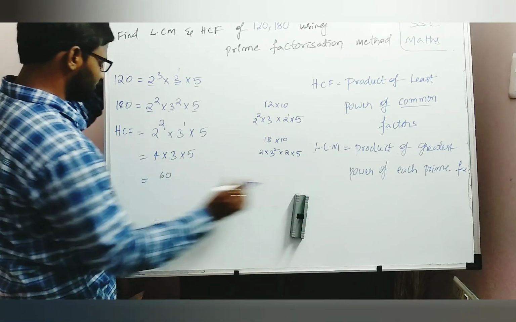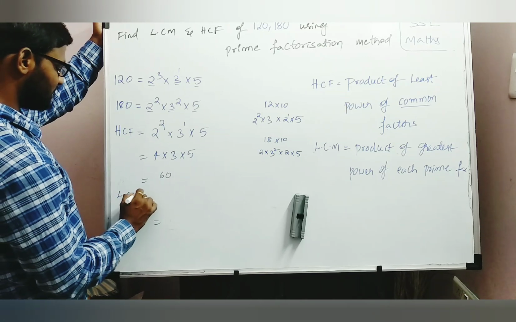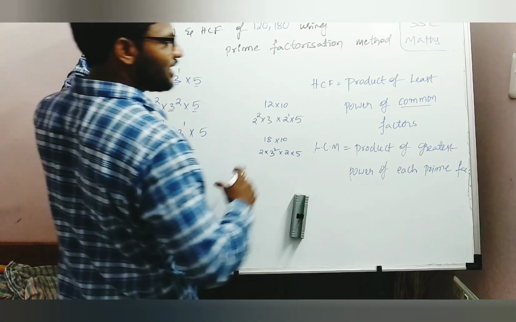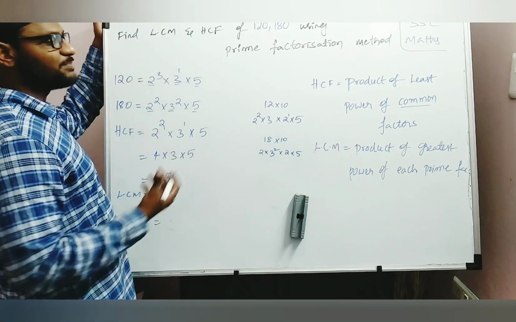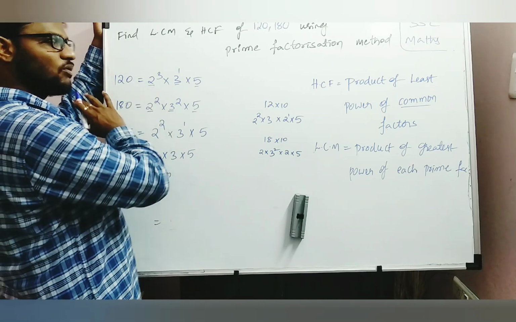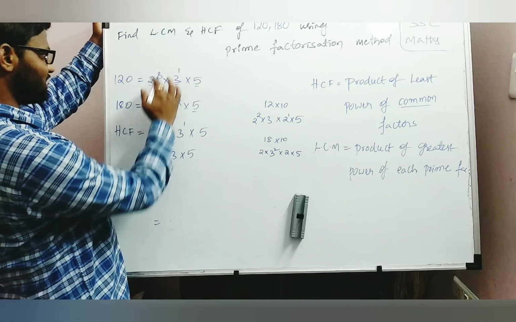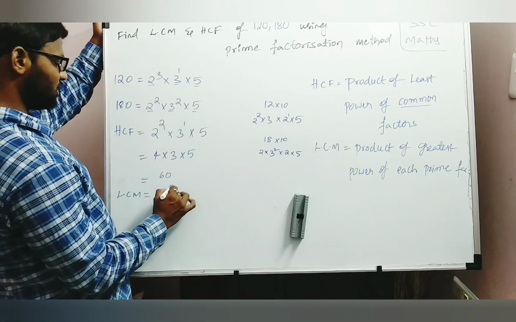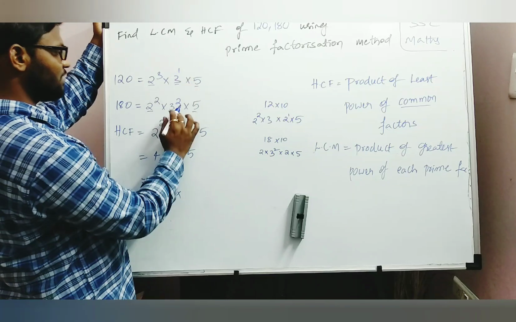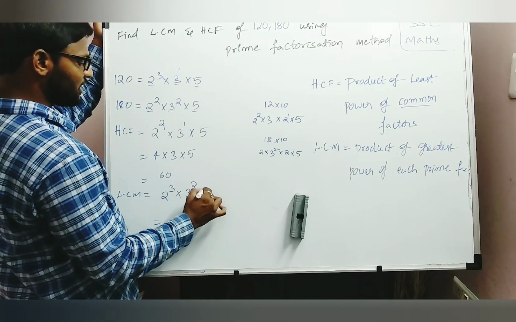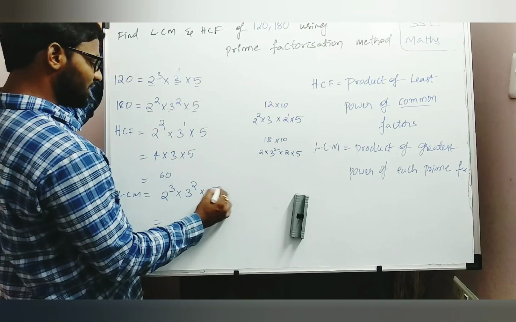So what is the HCF? 60 is the HCF. Next LCM. For LCM we will take the greater power of each prime factor. So all the prime numbers you write with greatest power. So what is the greatest power? 2 power 3 is the greatest power. 3 power 2 is the greatest power. 5 power 1 is the greatest power.